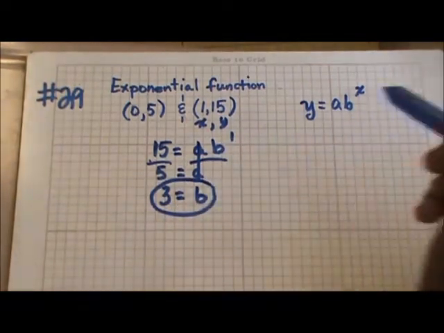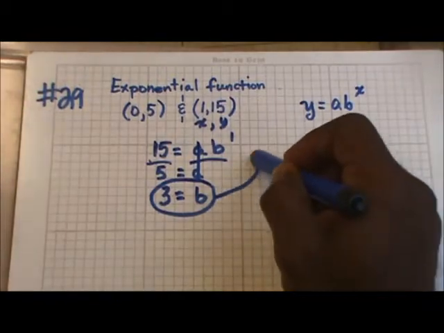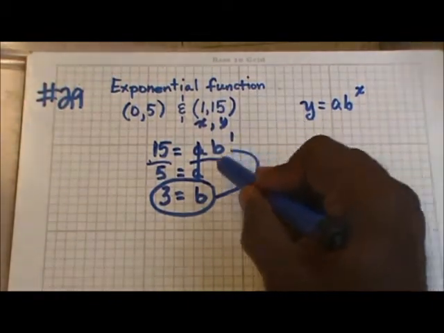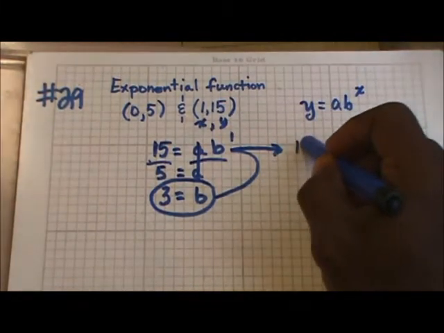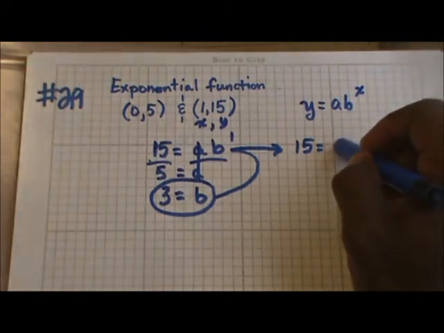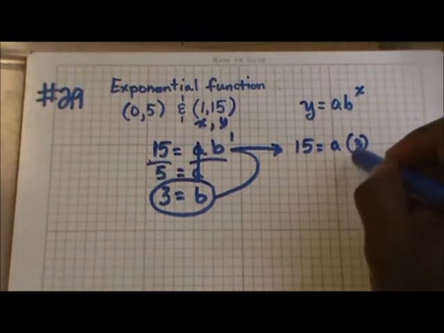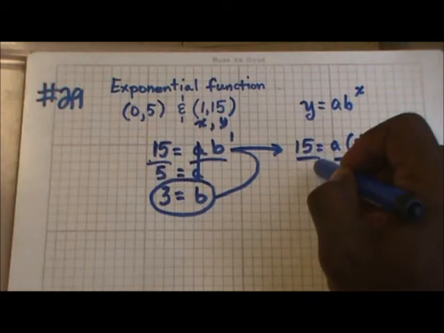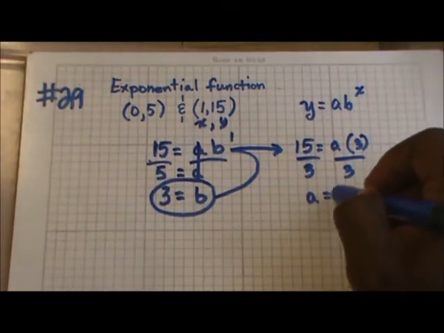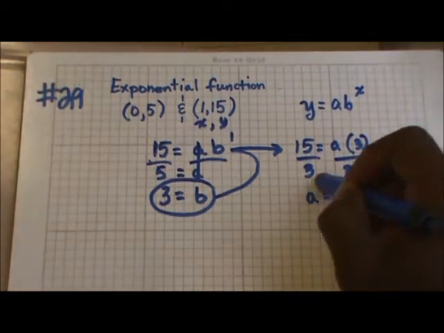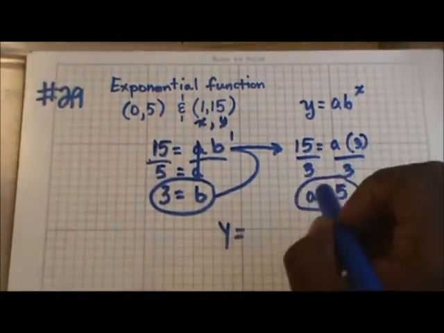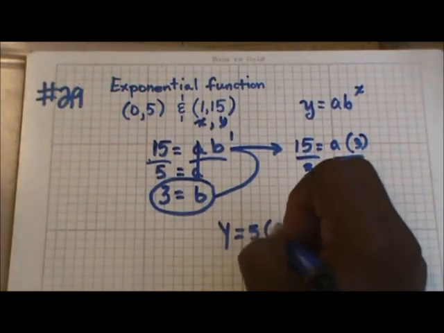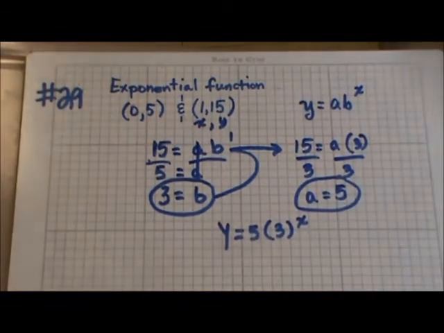In the past, we circled b. And then we plug it back in to one of the equations, in this case the top equation. We get 15 is equal to a times 3. Divide both sides by 3, and we get a is equal to 5. From there, we can write our equation: y is equal to our a value, 5, times 3 to the x. Done.